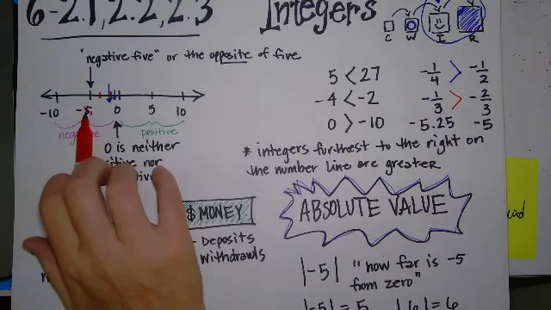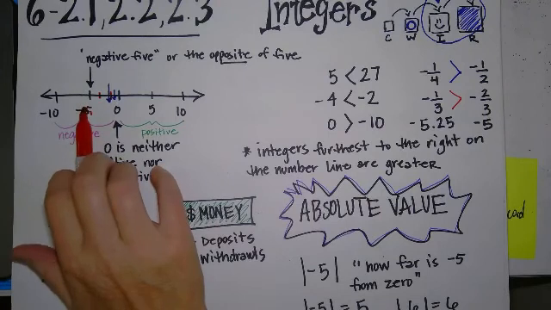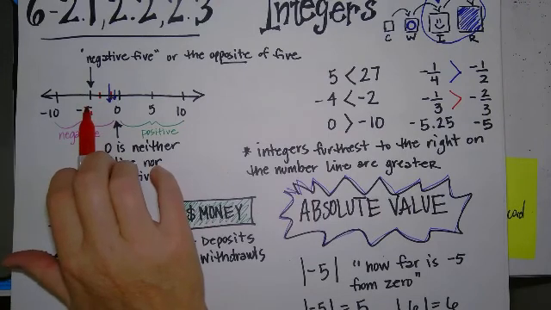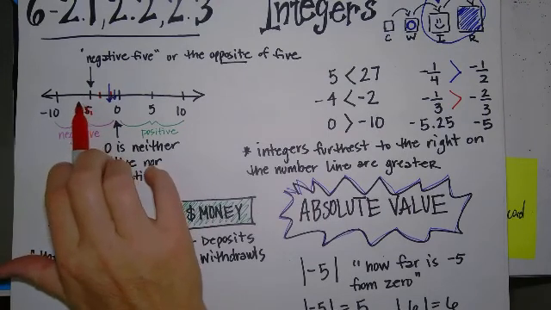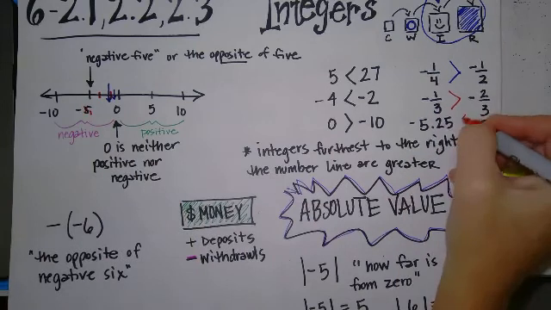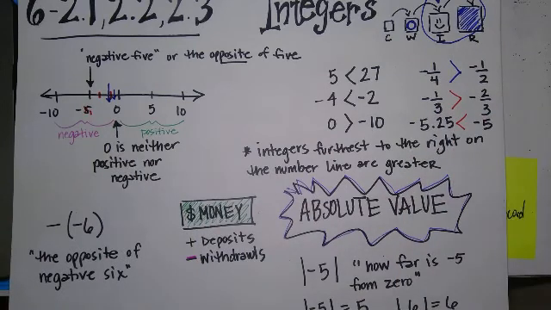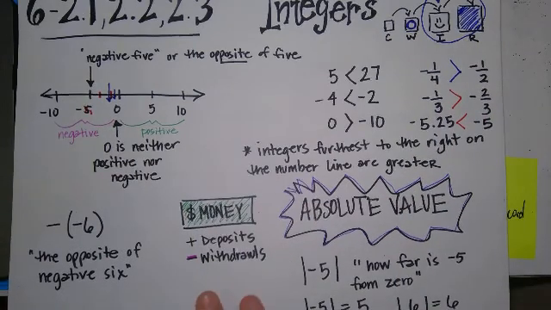-5 1/4 and -5. Well, if we go back to thinking of this number here as -5, here's -5. -5 1/4 is a little bit further to the left. So it's a little bit less than -5.